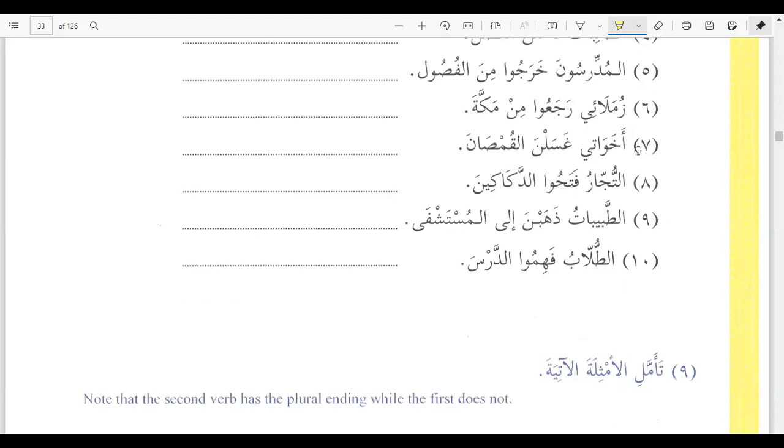So number 6 has zumalai raja'u min Makkata. My classmates returned from Makkah. Then, sir, raja'a zumalai min Makkata. My classmate returned from Makkah. Okay, good.